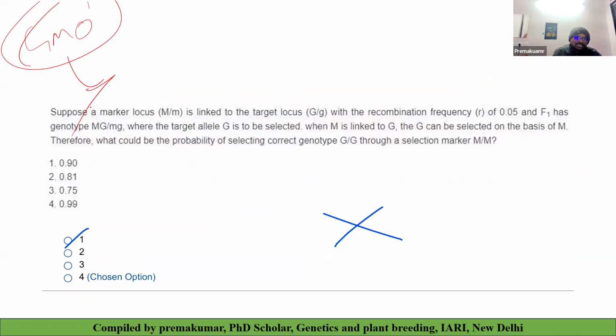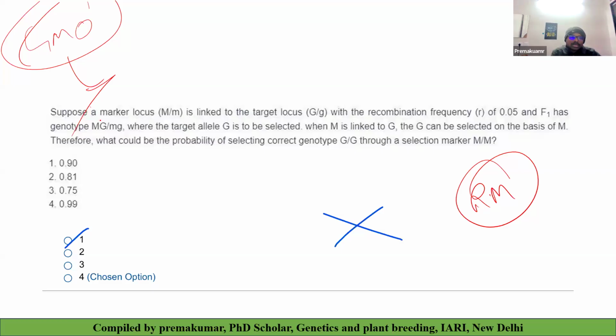Then we have discussed the reliability of the markers. In previous years also I discussed it, but nobody will give attention. We are giving attention only to MTAs, marker-trait association, QTL, genomic selection, genome editing. Okay, they are important, but we should also be thorough with the conventional things.